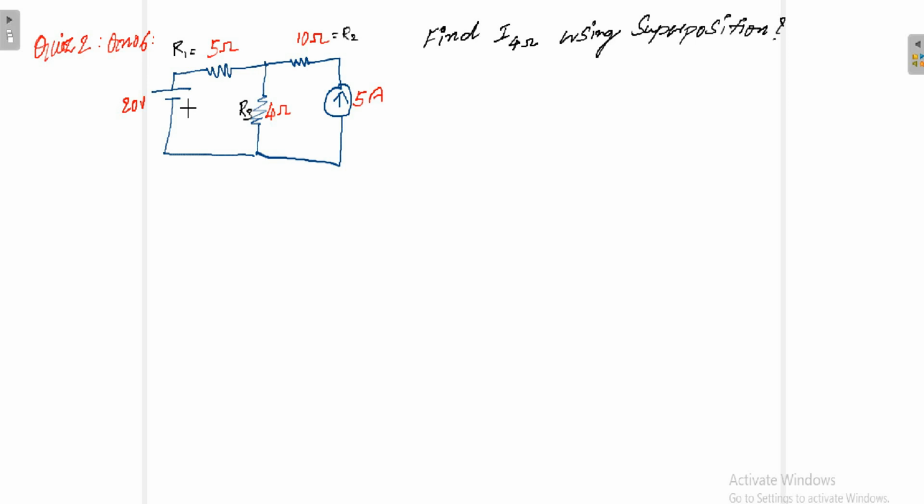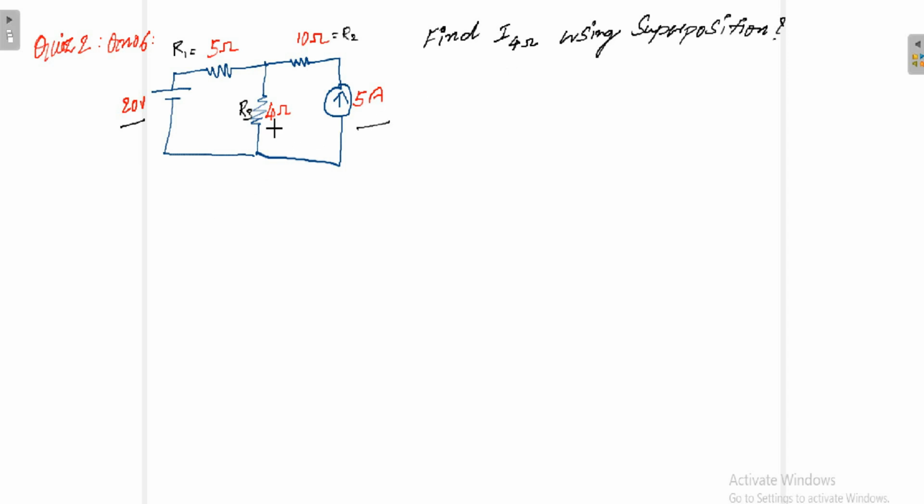So what is the superposition theorem? If a network contains multiple sources, the response across any element is the algebraic sum of individual responses by acting one source at a time. So here, according to that theorem, we have two sources, that is 20 volts and 5 amperes.